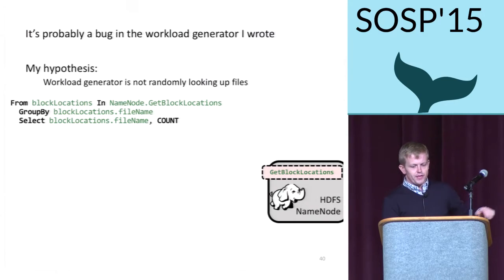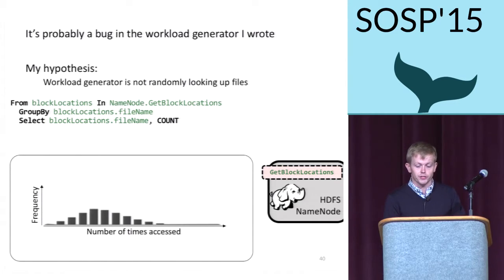So the query shown here simply counts how many times each file is looked up at the name node's getBlockLocations trace point. We can aggregate this over a period of time and plot a frequency distribution like this. And a binomial distribution is indicative that the files are being randomly selected for read. However, we specifically want this distribution for each client individually to make sure that each client is behaving correctly.